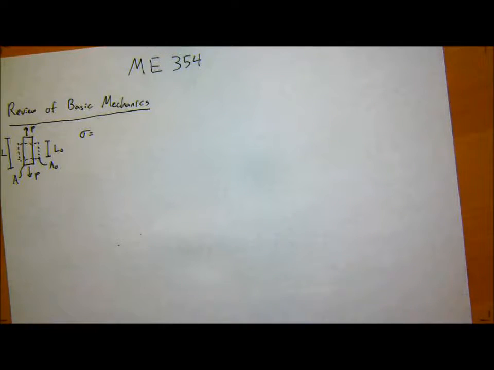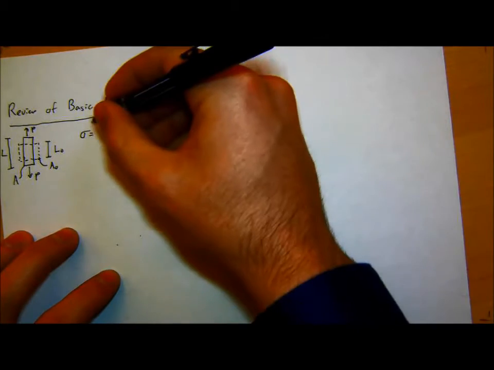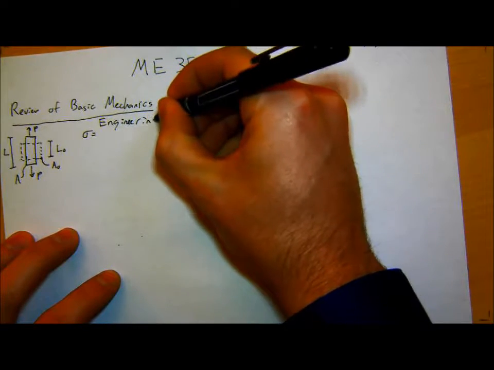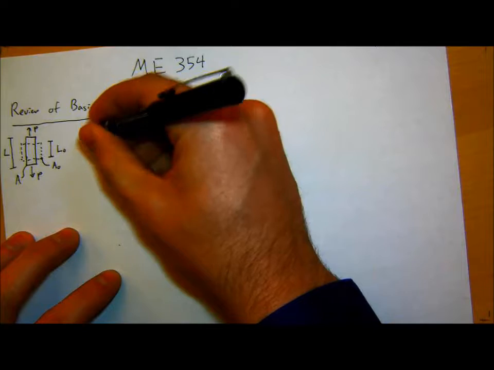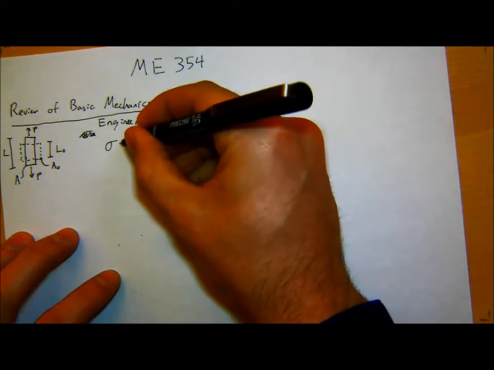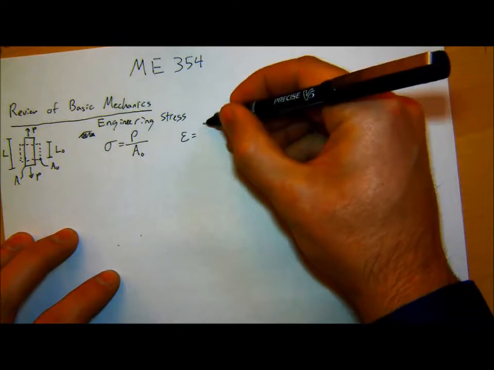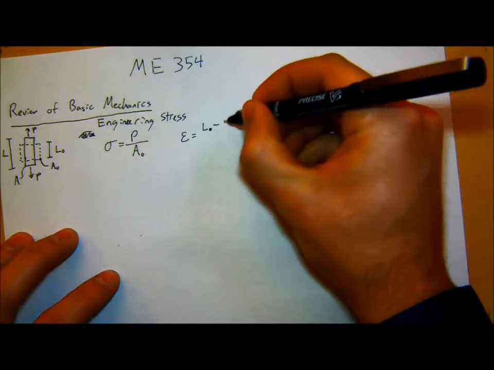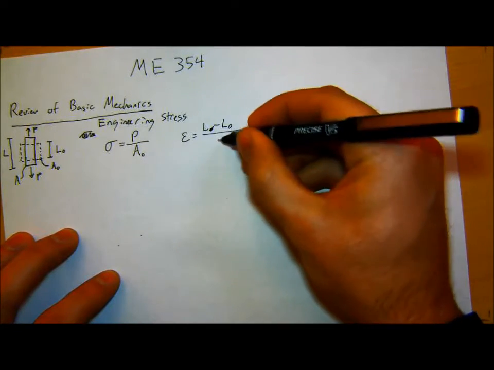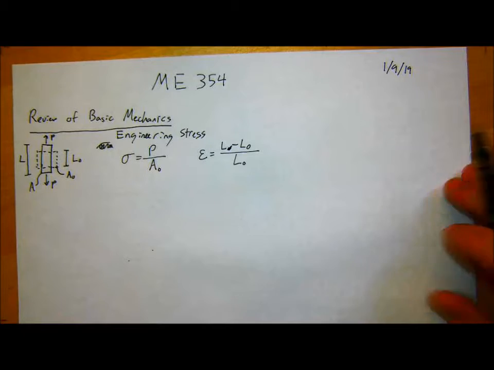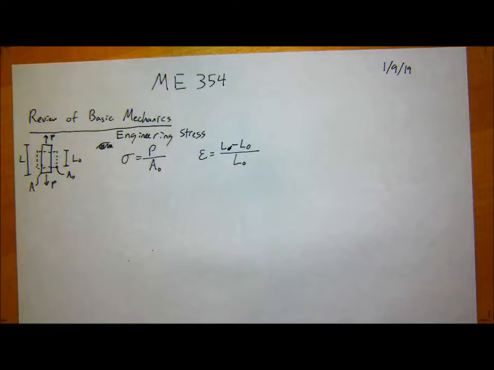So our stress, which we're defining generally as engineering stress, is the load that I'm applying over my original area, and my engineering strain is the change in length, L minus L naught, over L naught. So most of our engineering quantities, we're dividing by the original length and the original area. We're doing this because it's easy, so we're taking the easy way out in calculating these quantities.